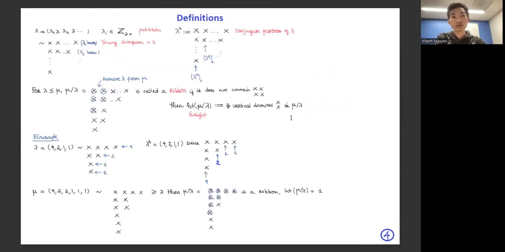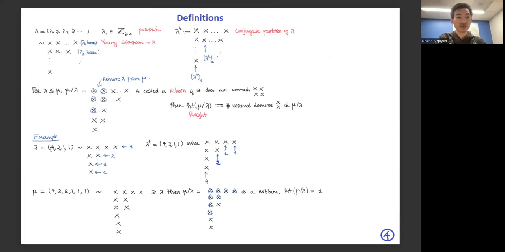Now, before we go to the main result, I need to introduce some definitions. So first, suppose that lambda is a partition. That is a sequence of non-negative integers lambda i such that they are weakly decreasing. And for each partition, we can associate or understand it through a Young diagram. The Young diagram associated to lambda is a set of boxes such that in the first row we have lambda 1 boxes, in the second row we have lambda 2 boxes, and so on. And the boxes in the leftmost side are in the same column.